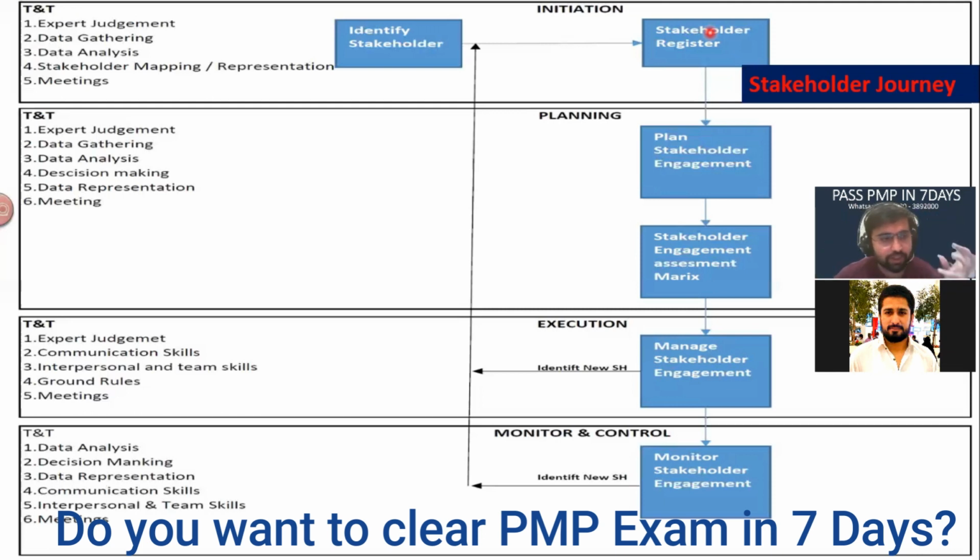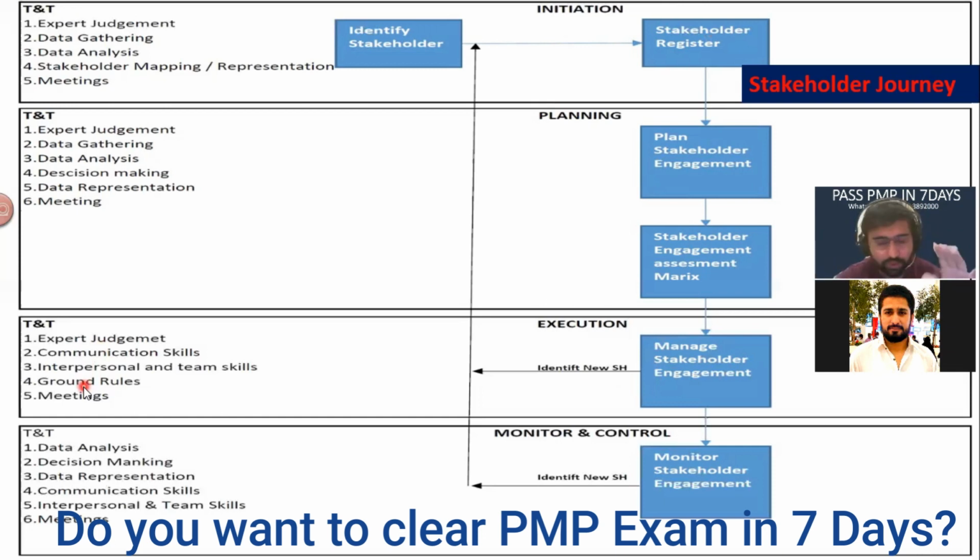You communicate with them. You make ways, you make tools and techniques. You find out ways how you change their current engagement level to the desired engagement level. Then comes manage stakeholder engagement. Here, the most important key is communication. You are communicating everything to the stakeholder, utilizing active listening, feedback, expert judgment, meetings, knowing the political culture. Your goal here is to ensure that stakeholders are satisfied. So a very important tool here is ground rules.